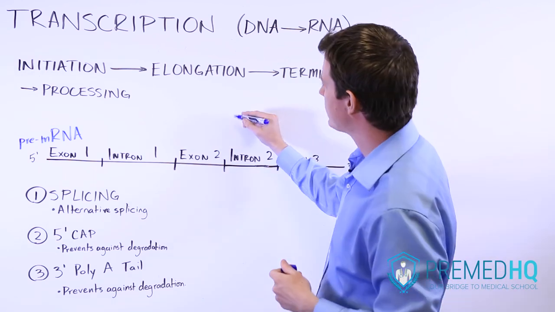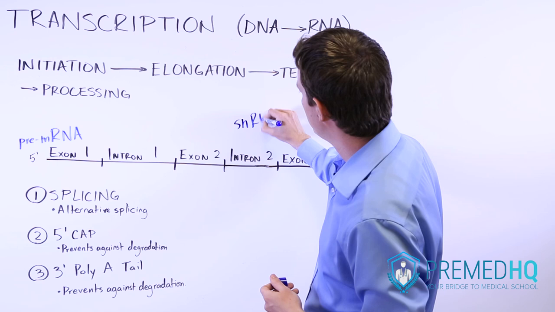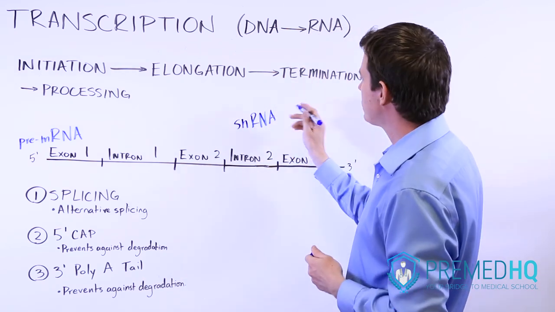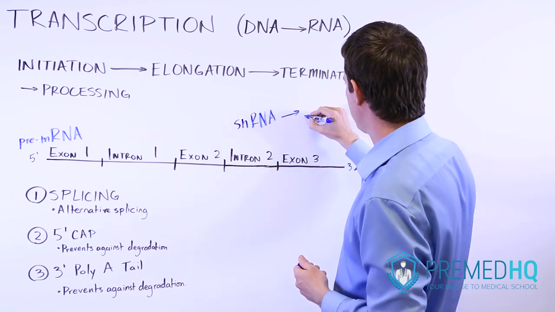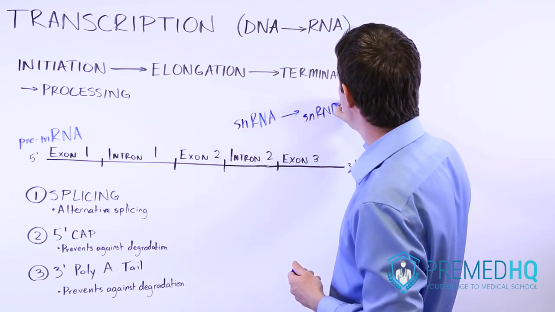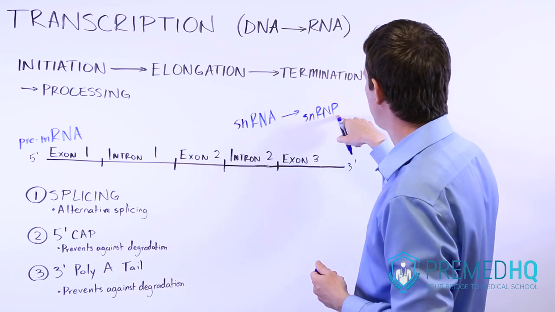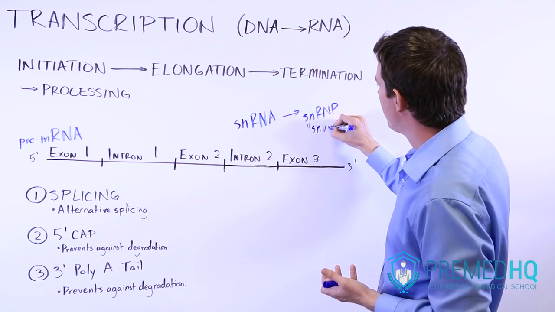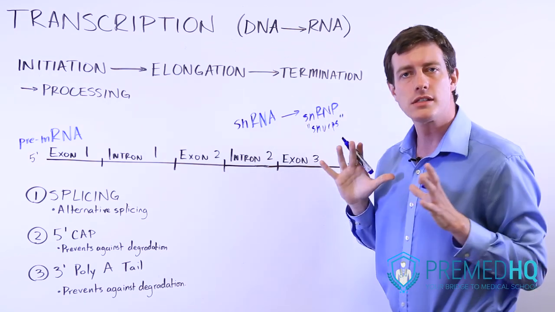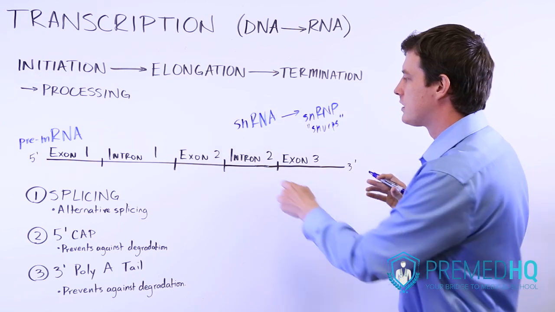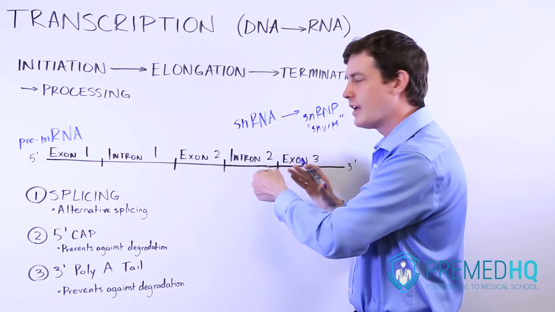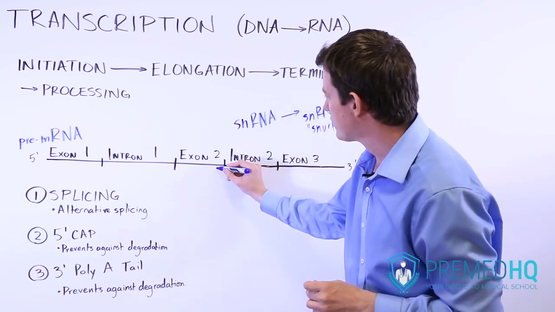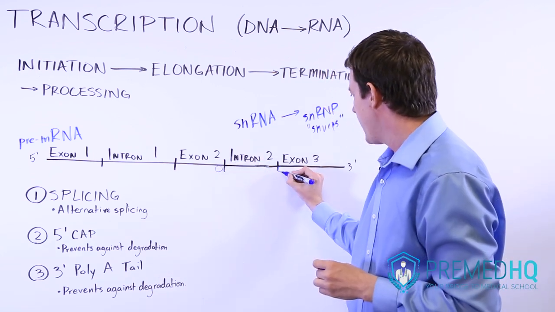And a spliceosome consists of snRNA, which is small nuclear RNA, and these may then join with some proteins to become snRNPs, small nuclear ribonucleoproteins. And these are often referred to as SNRPs. And the SNRPs are part of something called the spliceosome, which allows us to cleave these introns and join exons together. And the way that this works is that the SNRPs will bind near the end of these exons.